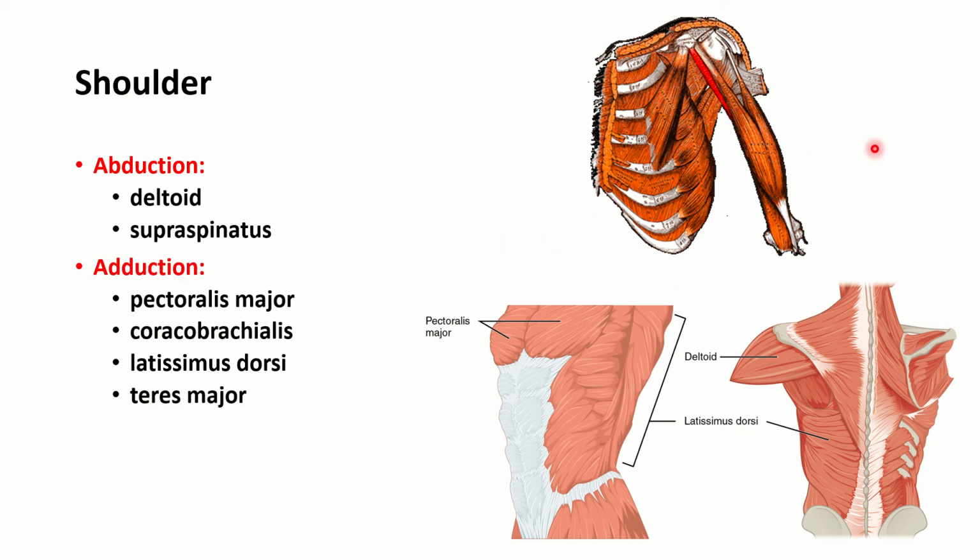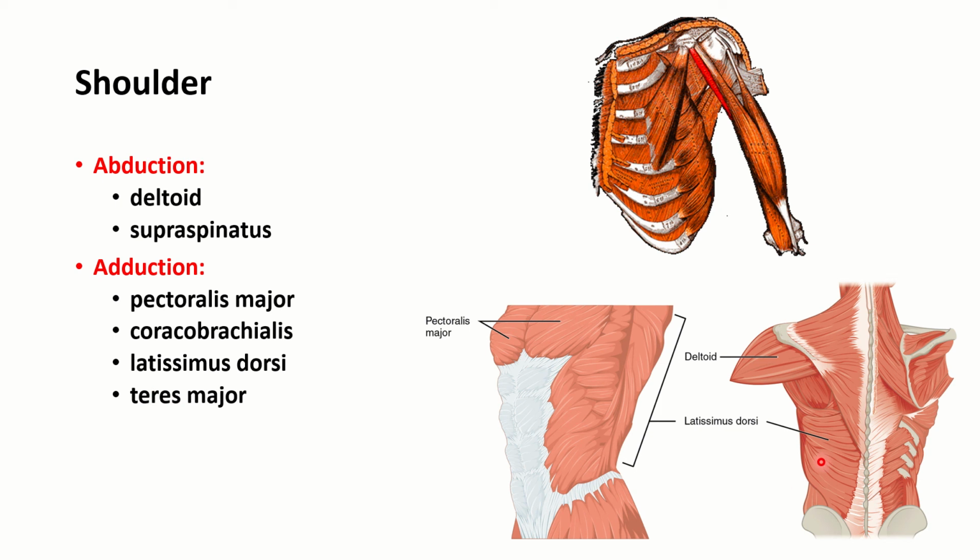Adduction, moving the upper limb toward the torso or toward the midline. You have a few different muscles. One is the pectoralis major, and the other one is the coracobrachialis, the red one. These two you can see in the anterior view. The other two you can see better in the posterior view.